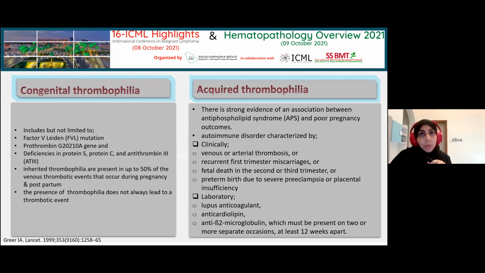Antiphospholipid syndrome is defined as an autoimmune disorder characterized clinically by one of these: venous or arterial thrombosis, recurrent first trimester miscarriages, fetal death in the second or third trimester, or preterm birth due to severe preeclampsia or placental insufficiency, plus the laboratory finding of one of these antibodies: either lupus anticoagulant, anticardiolipin, or anti-beta-2 glycoprotein. And it has to be measured twice, about 12 weeks apart.